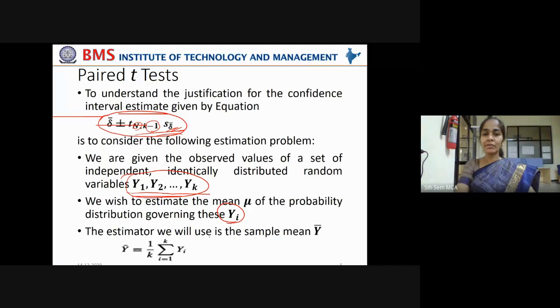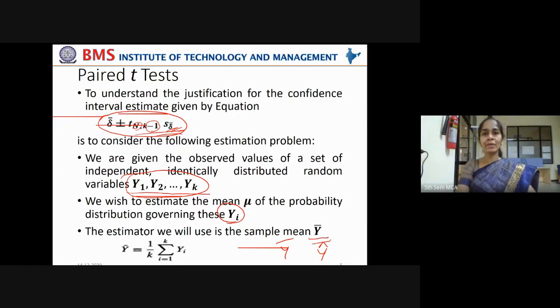The estimator we will use is the sample mean y bar. Y bar is called the sample mean. Y cap is called the estimated value of y. Do not get confused between cap and bar. Y bar is called the estimated mean, or simply we can call it the mean. In this context, we call it the estimated mean or estimator, simply the estimator.